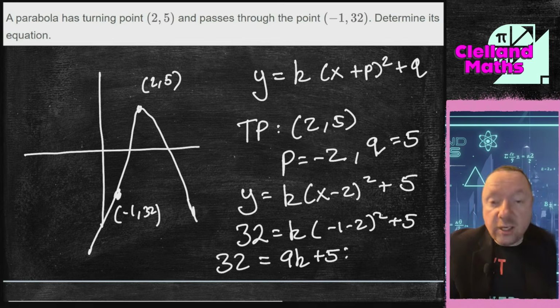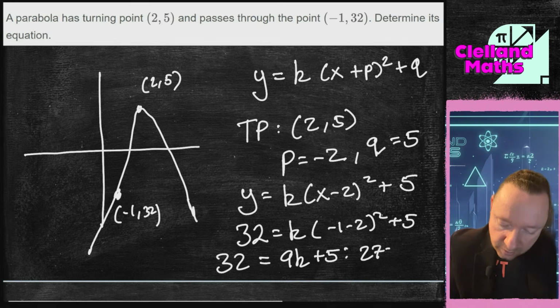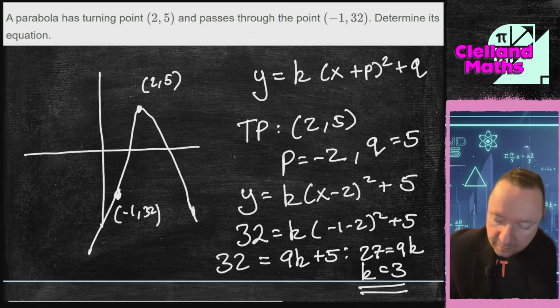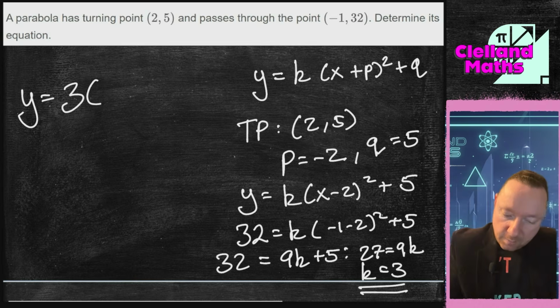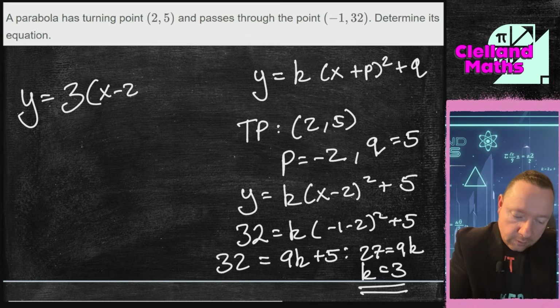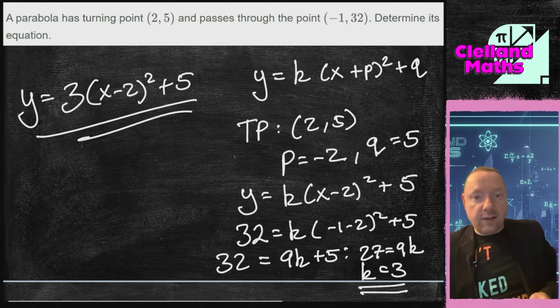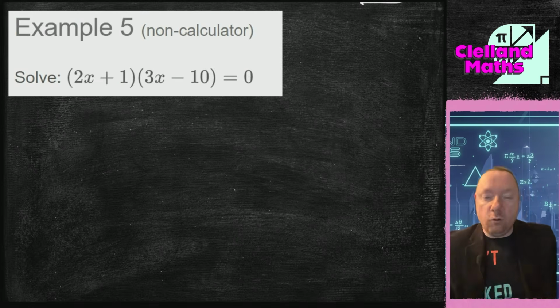Take away 5 from each side then to get 27. And therefore k must be 3. So the final equation is y equals 3(x - 2) squared + 5. I think that's quite tricky for National 5 Maths, so hopefully you managed to follow through with that, but don't worry if you didn't. Solving quadratics.